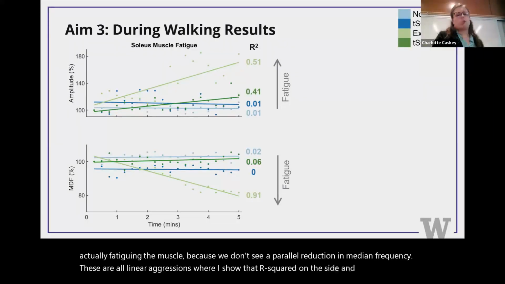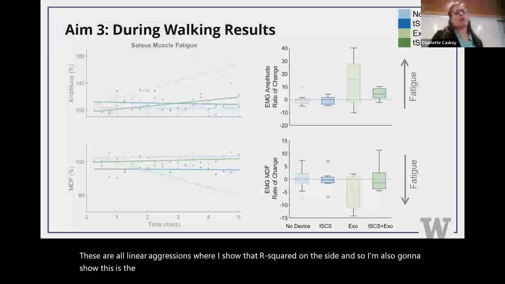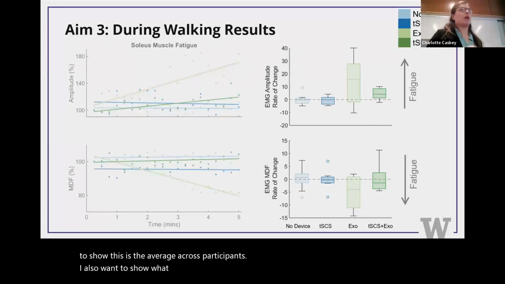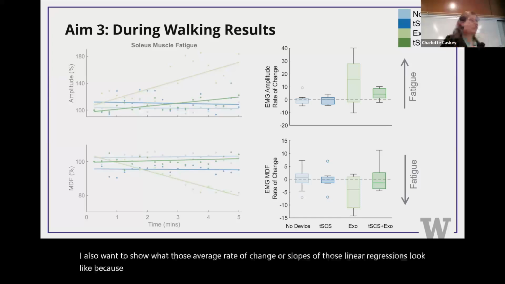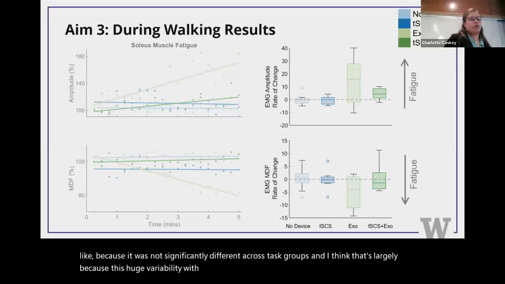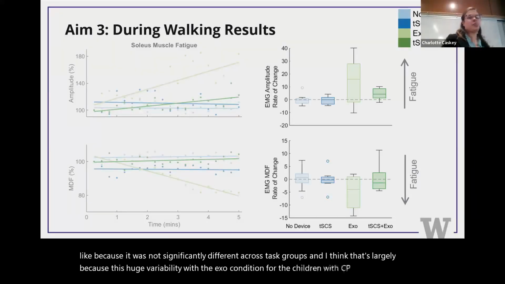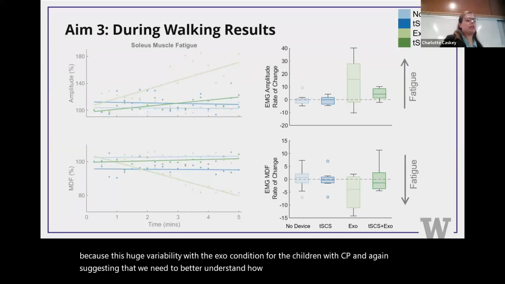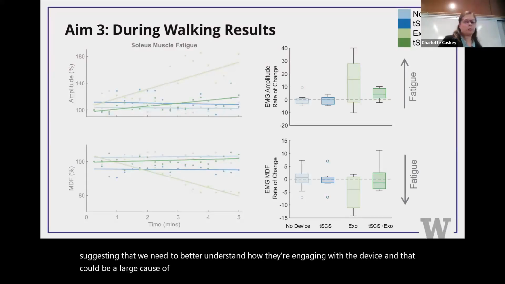This is the average across participants, but I also want to show what the average rate of change, or slopes of those linear regressions, look like, because it was not significantly different across task groups. And I think that's largely because there's huge variability with the exo condition for the children with CP. Again, this suggests we need to better understand how they're engaging with the device, and that could be a large cause of variability here.